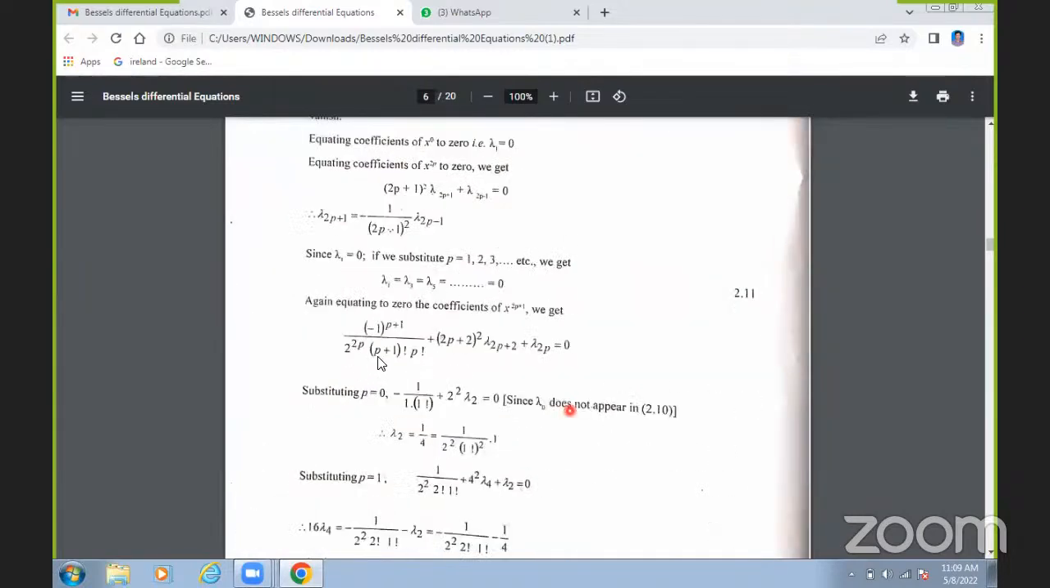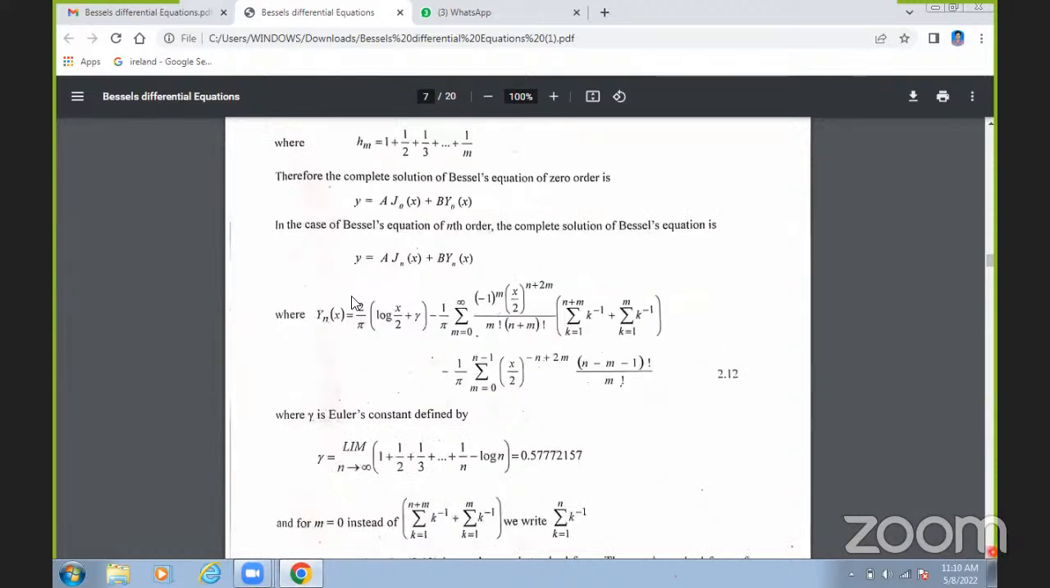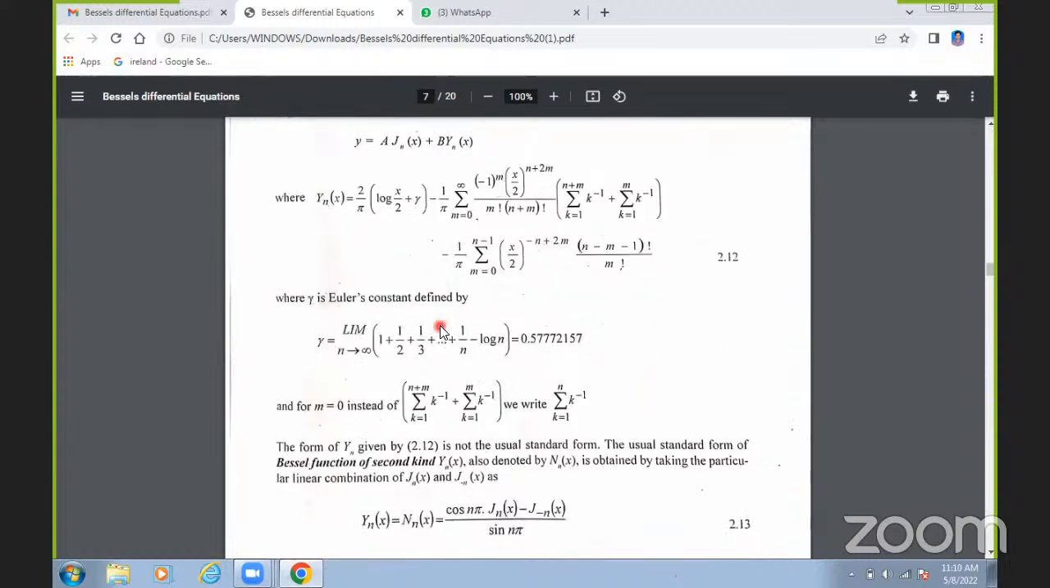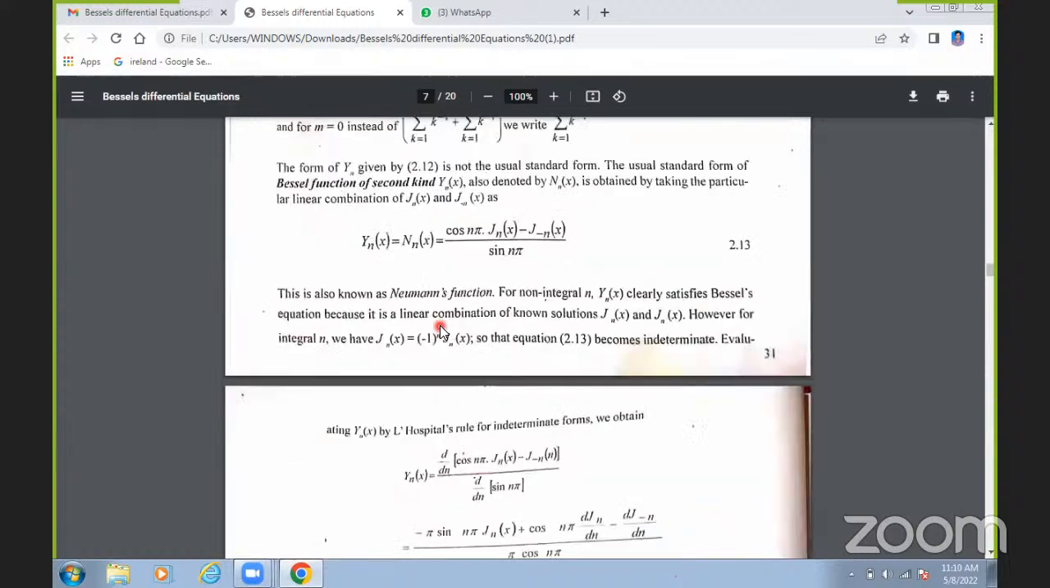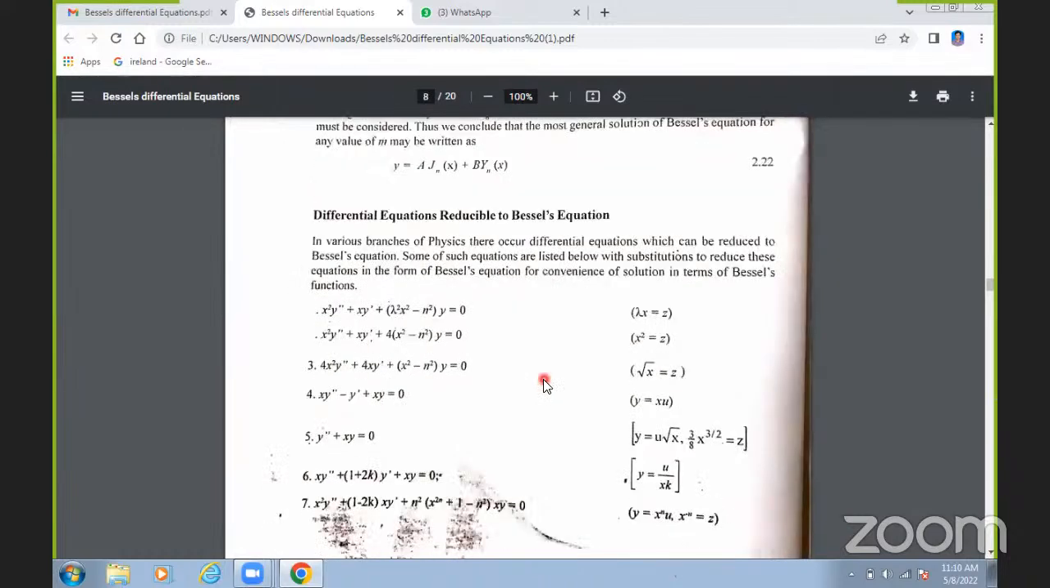So here we get Bessel's equation of nth order. So y is equal to a Jn of x plus b Yn of x. I'm not explaining all this because we won't have much time. Then we can write Yn is equal to this one. This is what we call Bessel's function of the second kind. So this is about the Bessel's differential equation, and these are reducible equations, so you may not require this.